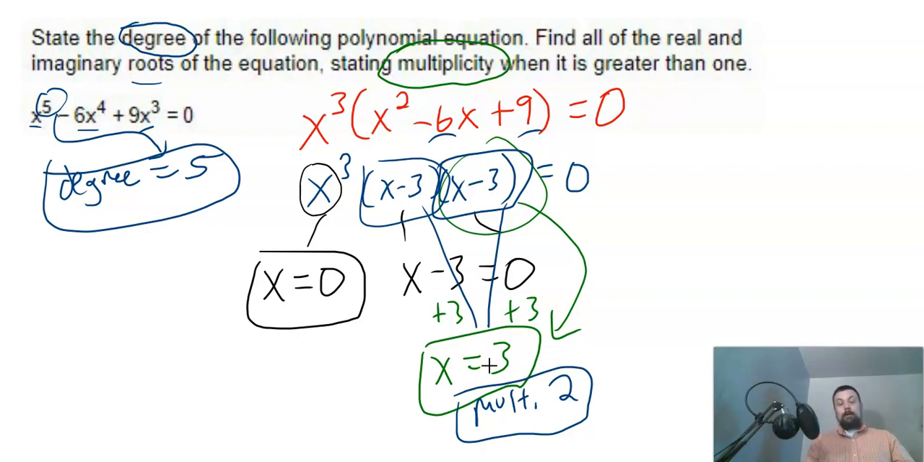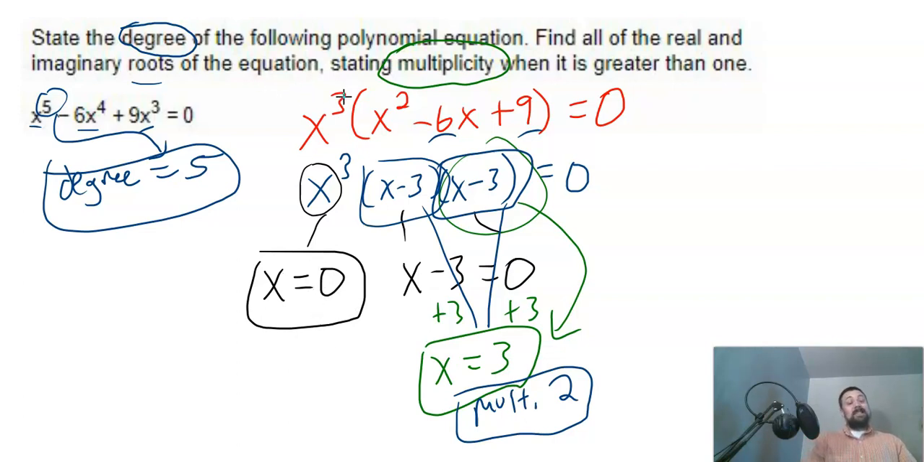So 3 has a multiplicity of 2. So this is not applying to anything else in this problem. It's applying to that number 3. This number 3 has a multiplicity of 2. That root has a multiplicity of 2. So this root should also have a multiplicity.